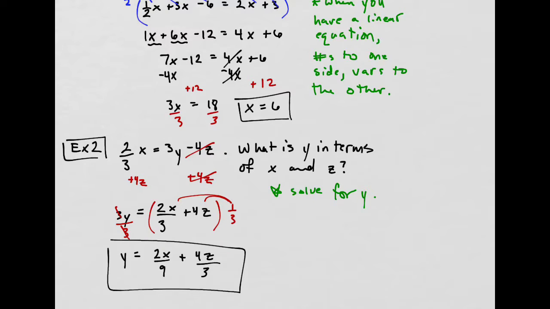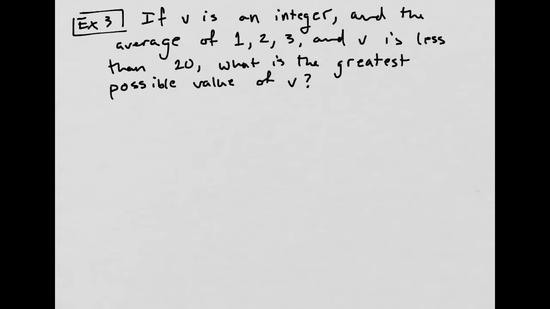Okay, we can continue. Now, I think a lot of people would hate this one just because it has lots of words. But it's okay. We live here. We speak English, so we can read it, and it's fine. If v is an integer, and the average of 1, 2, 3, and v is less than 20, what is the greatest possible value of v?